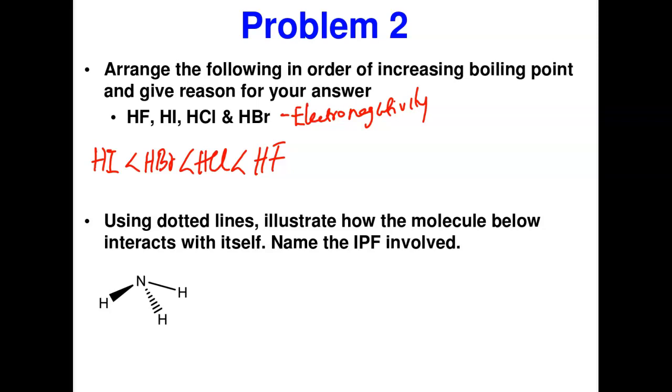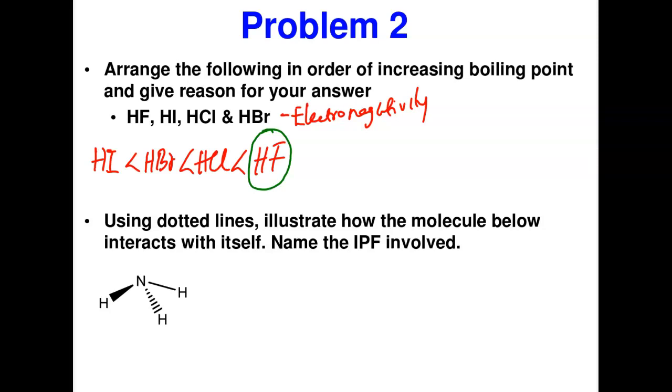This will be 3.0 minus 2.1. Bromine will be about 2.8. So if you find that this goes down, the one that will be the greatest here, in increasing order of boiling point, is the bond formed between hydrogen and fluorine, because fluorine has the greatest electronegativity.